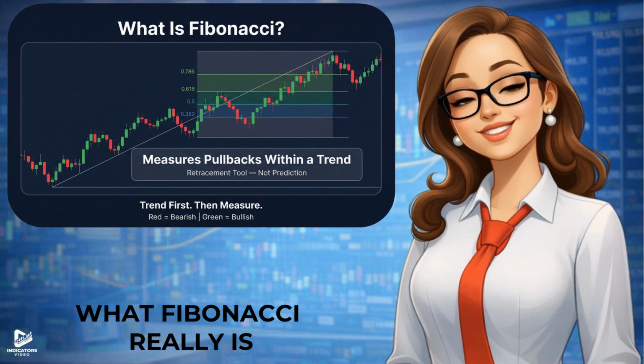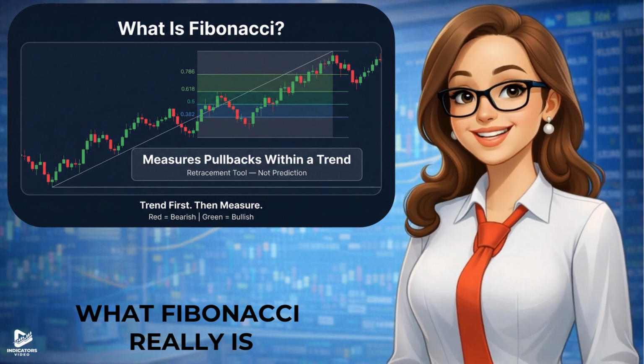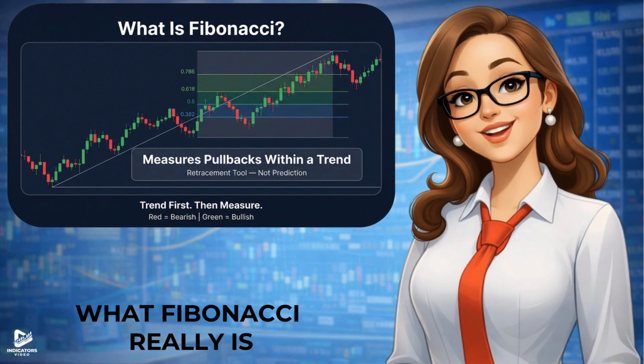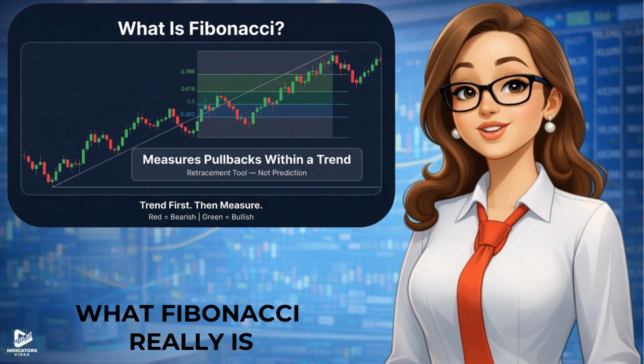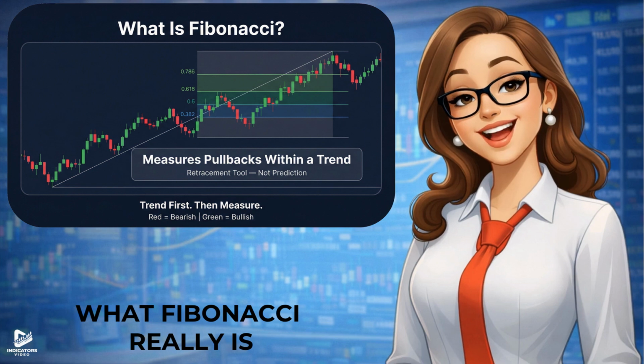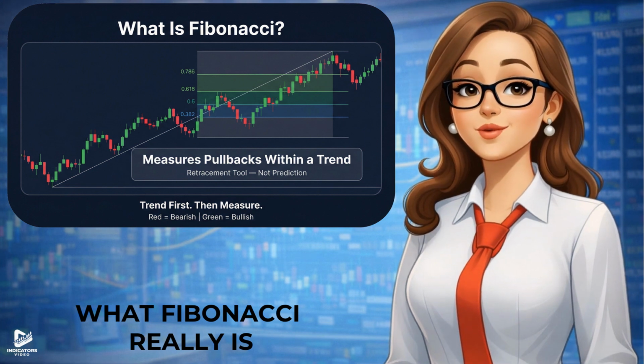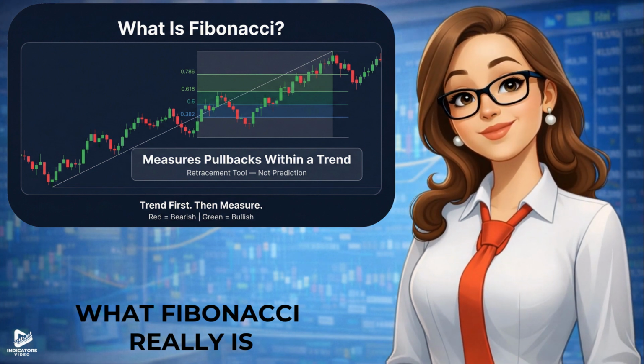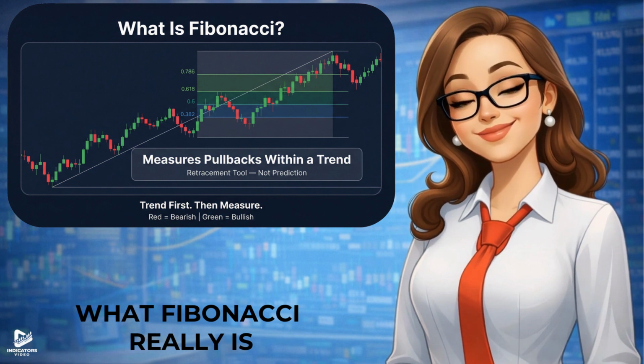Fibonacci retracement is a tool used to measure pullbacks within a trend. It does not identify direction. It assumes a trend already exists, and it measures how far price pulls back before potentially continuing. Fibonacci is about structure, not prediction.